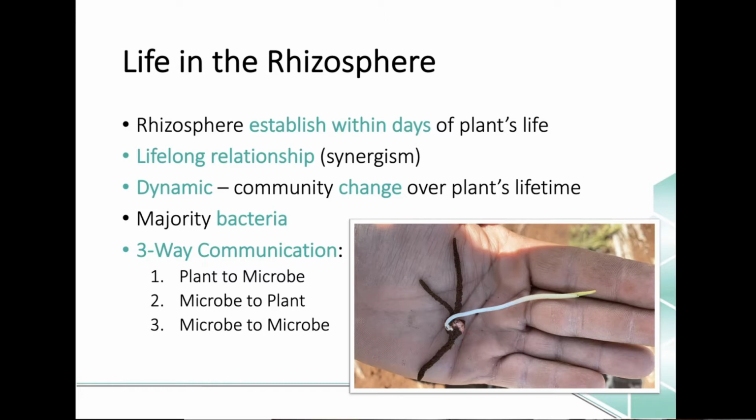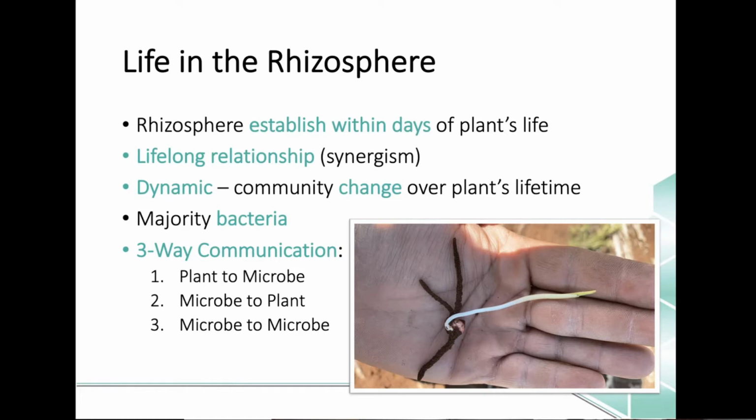If you take samples of the rhizosphere, every time you do a sequencing, you see new microbes, new levels of a specific microbe. The majority of the microbes in the rhizosphere are bacterial. And then we get to the very complex part. This is the communication in the rhizosphere.